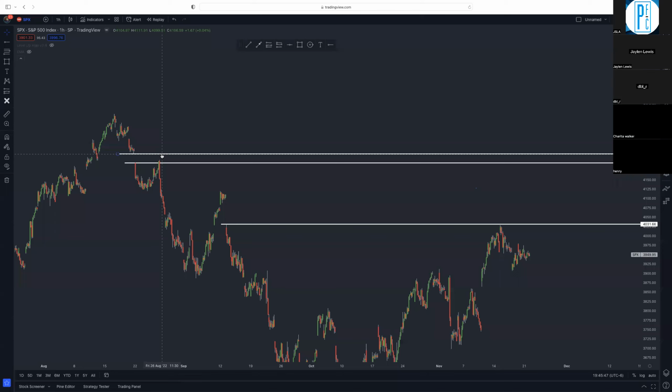I normally don't plot both right away. If we're in a downtrend, I don't plot both right away unless we break it. You know what I mean? Because I don't like having all that extra stuff on my charts.